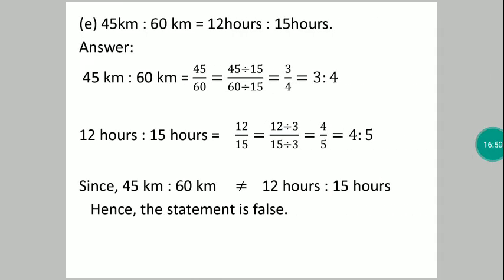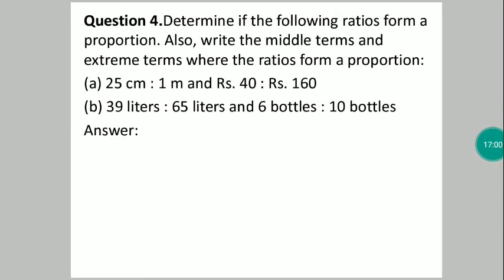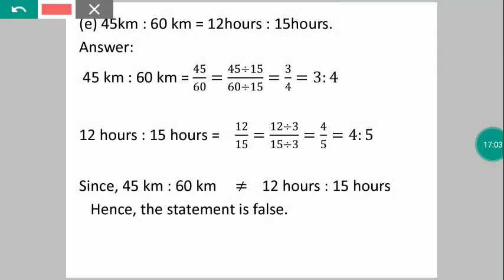Now E. We skip D, and start directly with E. 45 kilometer to 60 kilometer equal to 12 hours to 15 hours. Now 45 kilometer is to 60 kilometer, which is equal to 45 upon 60. Divide numerator and denominator by 15. 45 divided by 15, 60 divided by 15, which is equal to 3 by 4, which is equal to 3:4. The ratio is 3:4. Next, 12 hours is to 15 hours.